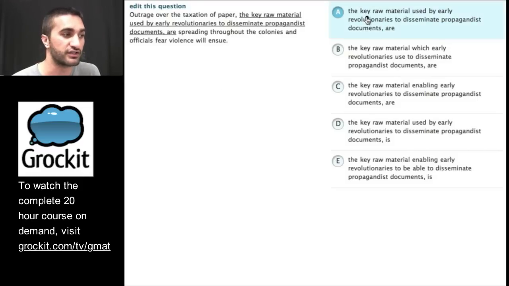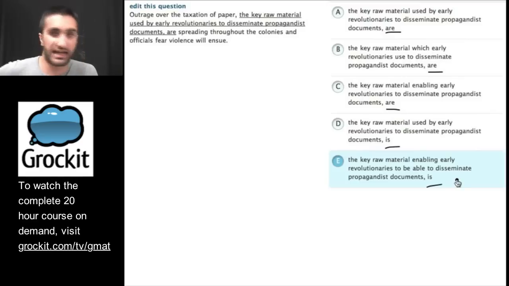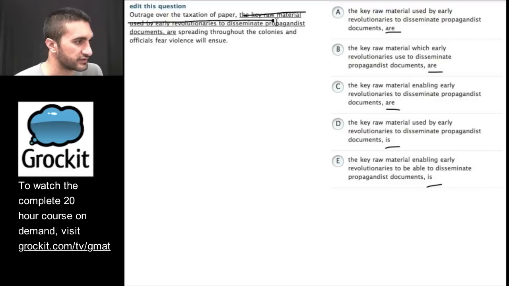Not a problem. Let's go to the answer choices and look for some 2-3 splits, some differences between the answer choices. The key raw material, the key raw material, they're all similar there at the beginning. R, is. So I've noticed a split here, 3 answer choices have R, a couple of them have is. Let me see what's going on here. What is this referring to? So outrage over the taxation of paper. The key, so I can just scratch this out for a second, ignore it.